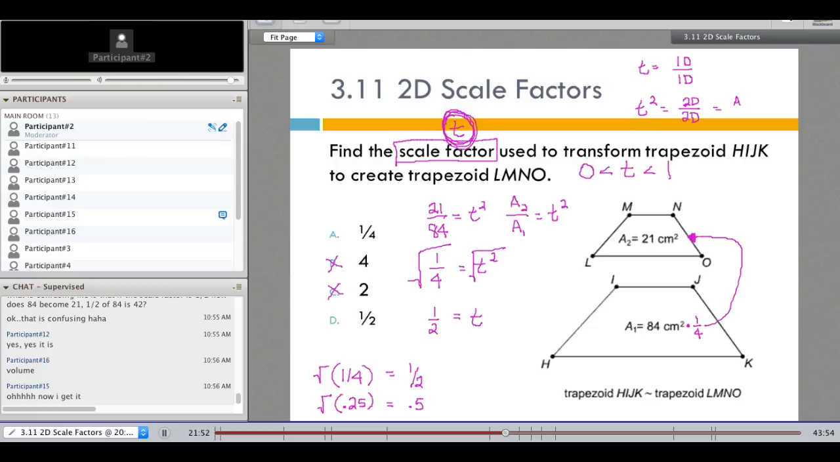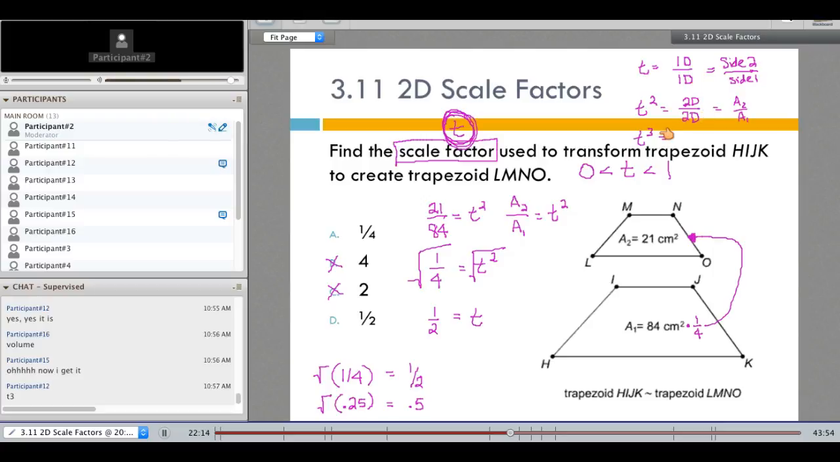Good. Do you guys see that now? So see how the T is just the one-dimensional ratio? T squared is the two-dimensional ratio. T cubed is the three-dimensional ratio. Good. Okay, so here we go. See? You already knew the next slide. We don't even have to go over this now.